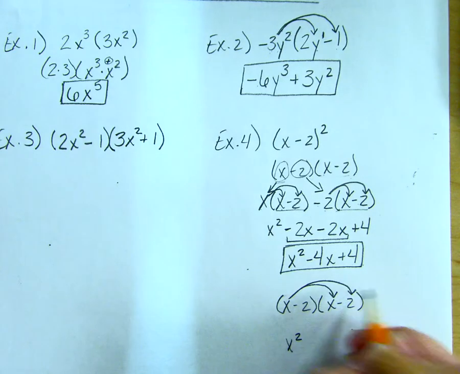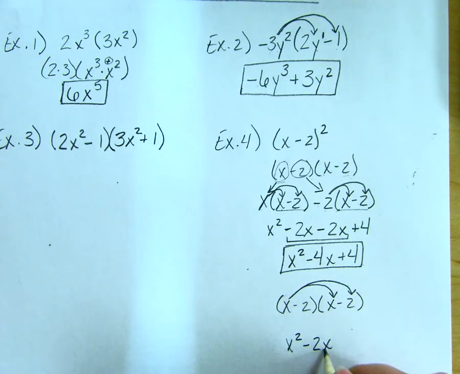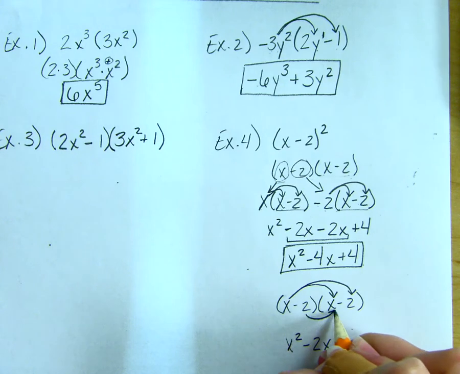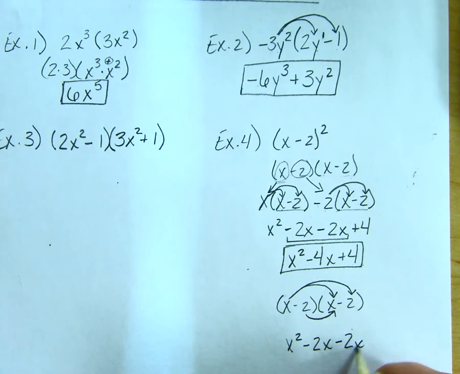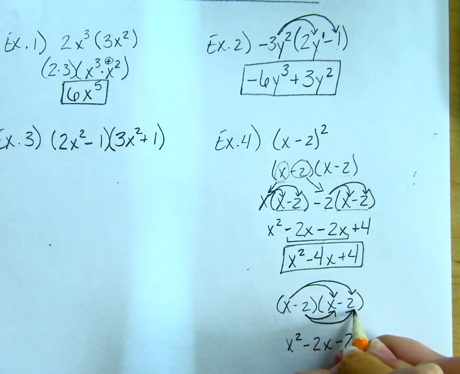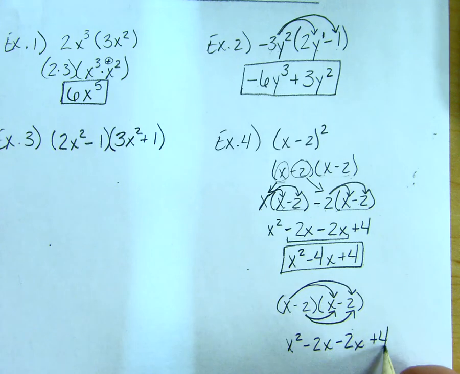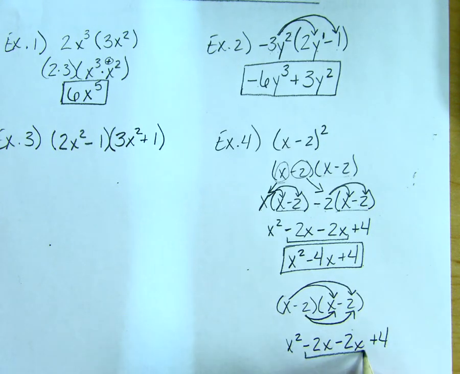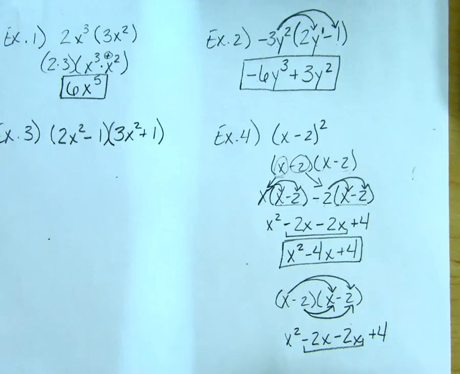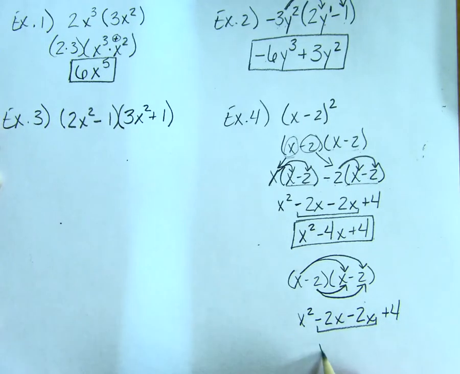x times negative 2 is negative 2x. Then negative 2 times x is negative 2x. And negative 2 times negative 2 is a positive 4. Then I would again have noticed that I have like terms in the middle, and I would have written that as x squared minus 4x plus 4. So those are the two different ways that you can solve it.